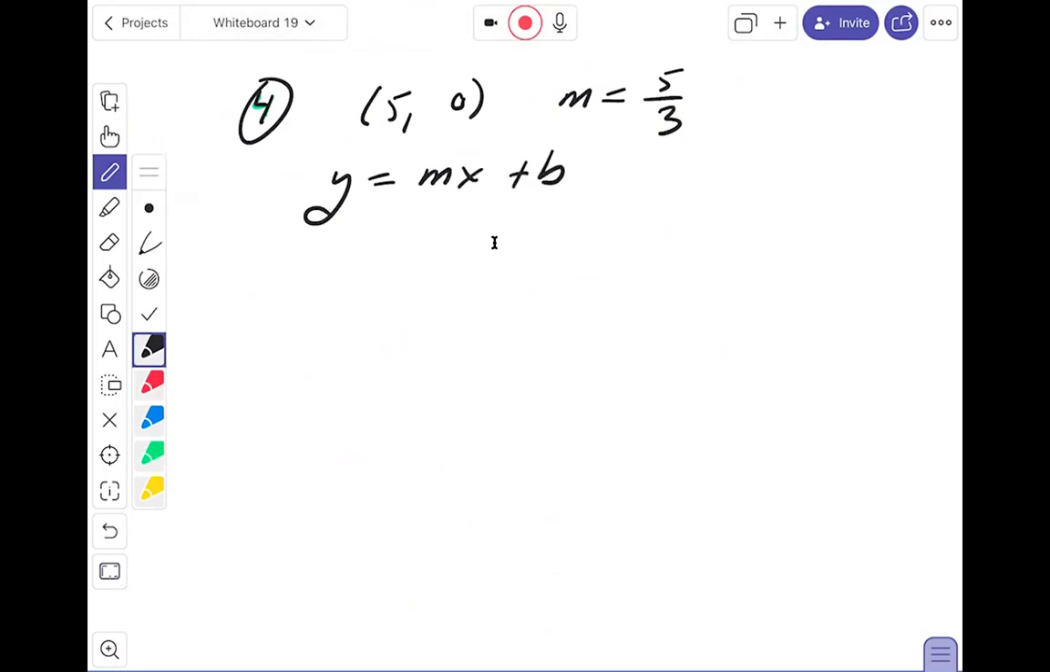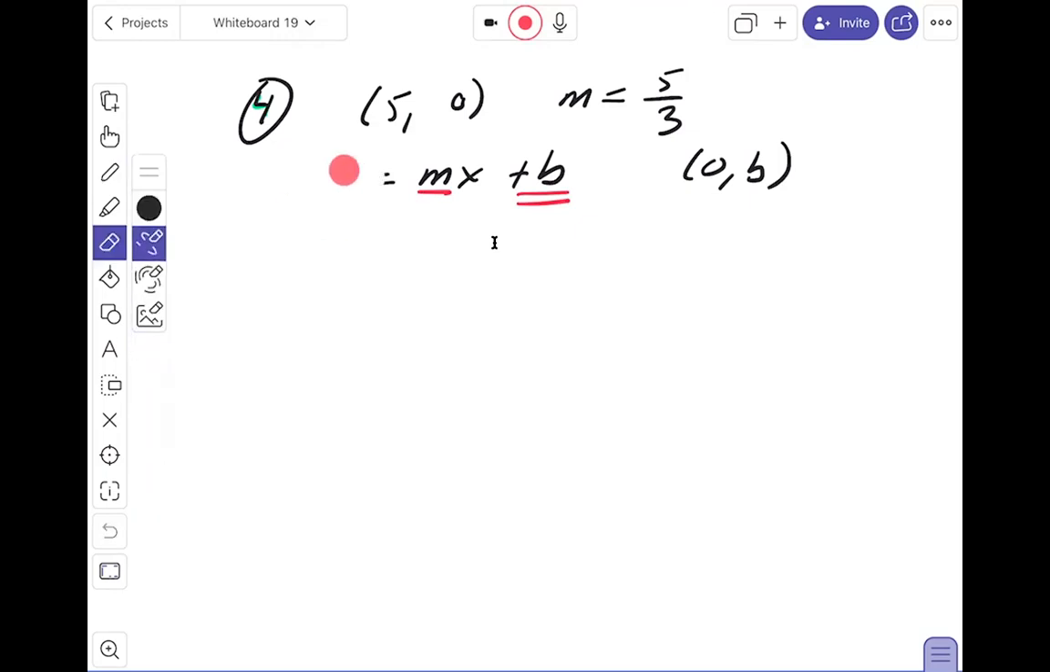Did they give me m? Yes, they gave it to me. That's good news. Did they give me b? No, they haven't given me b. What's b? It's a point of the form 0, comma b. That is not the point of that form. It's 5, 0, not 0 something. All right, so I'm going to erase this, indicating this was no help.